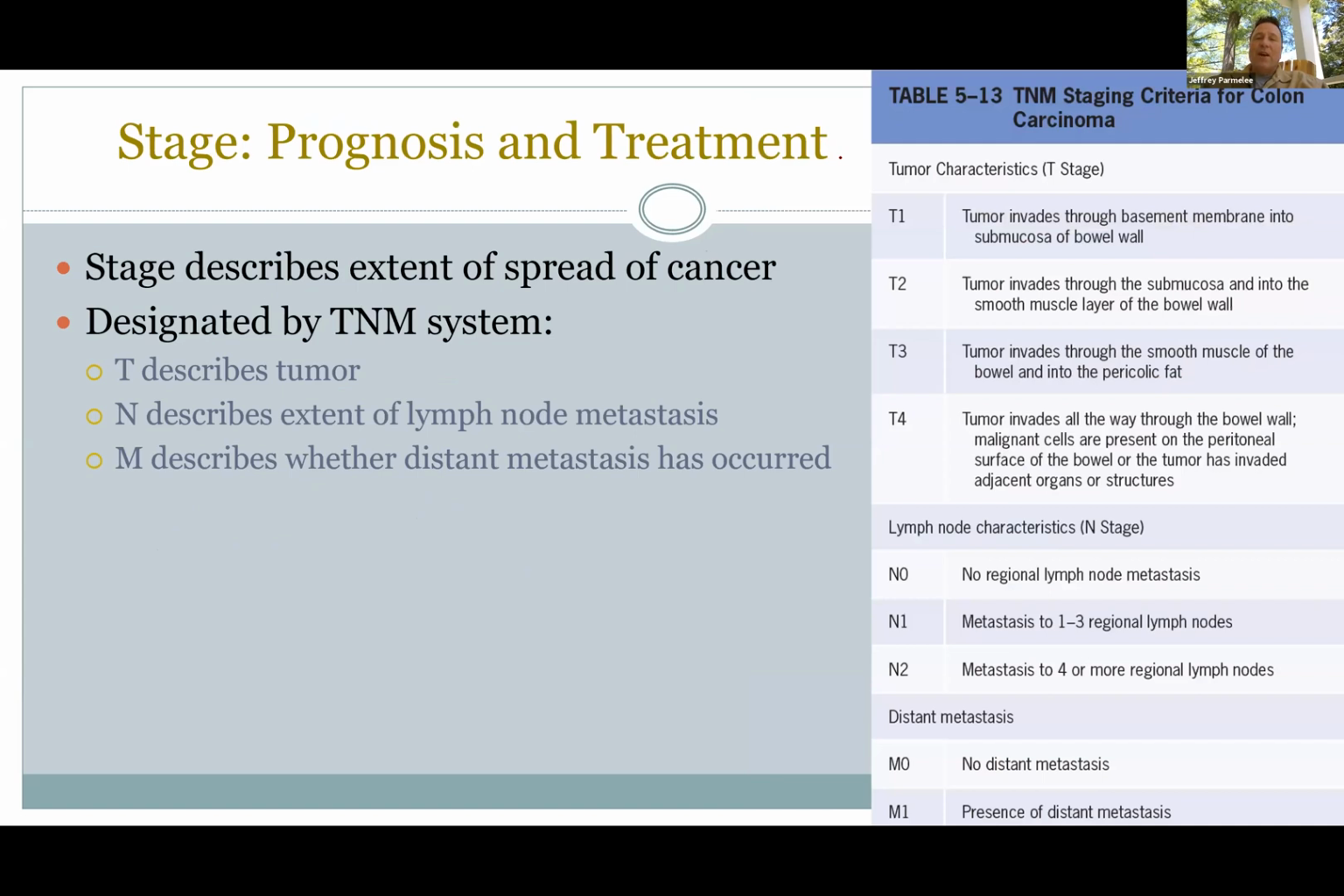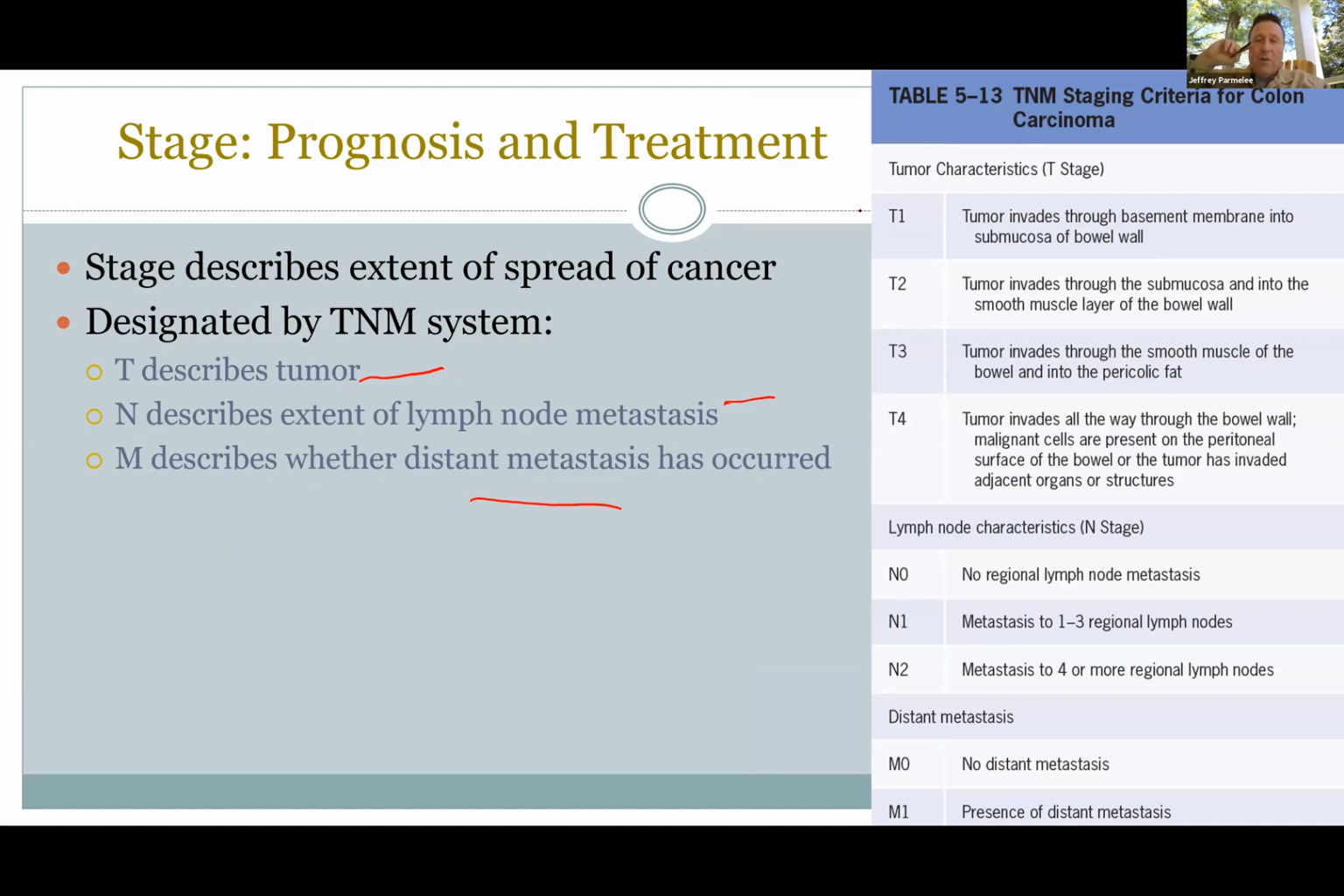All right, finally, prognosis and treatment. So you stage cancers, and different stages, usually using this method, the TNM. T is for the tumor, N is for the lymph node, as in has it traveled to lymph nodes, and then M is whether it's metastasized or not. And so you can look here for colon cancer.